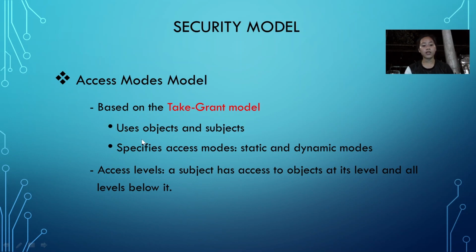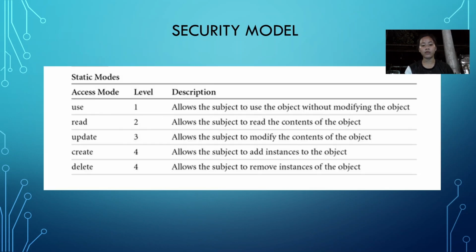Usually it uses objects and subjects, and it specifies access modes, which are the static and dynamic modes. So we also have here the access levels. This means a subject has access to objects at its level and all levels below it. So now we will be discussing the static and dynamic modes.